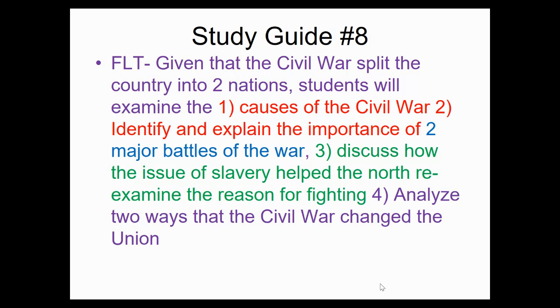Now, we're looking at the Civil War, and given that the Civil War split the country into two nations, students are going to examine the causes of the Civil War, identify and explain the importance of two major battles at least, discuss how the issue of slavery helped the North re-examine the reason why they're fighting the war, and number 4, analyze two ways the Civil War changed the Union. Basically, there's a before the United States and Civil War and after the United States and Civil War. And it's not just because of the issue of slavery, there's other issues.